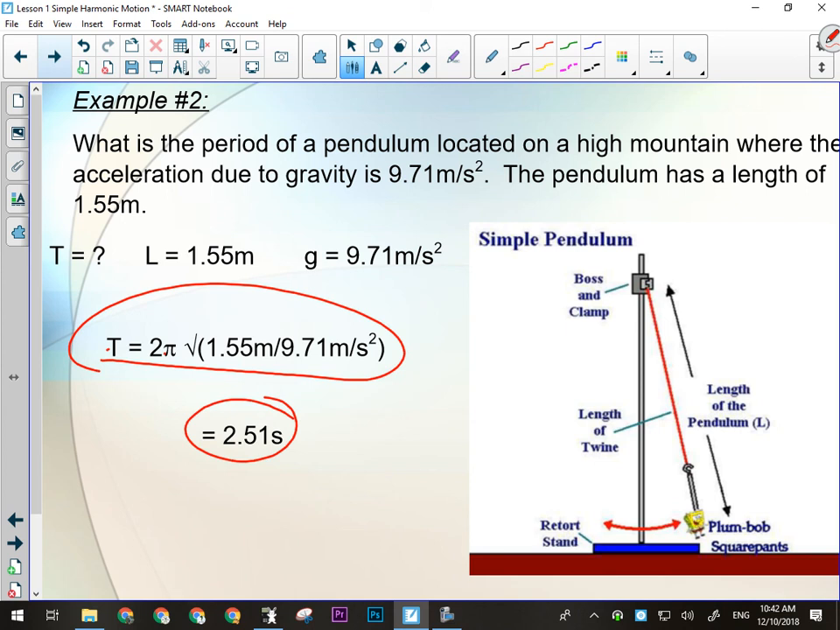Now, terminology about a pendulum. The end of the pendulum, the mass that's on the pendulum, is called the bob. I don't know why. That's what it's called. It's called a pendulum bob. So we have pendulum bob SquarePants on the end of our pendulum here.